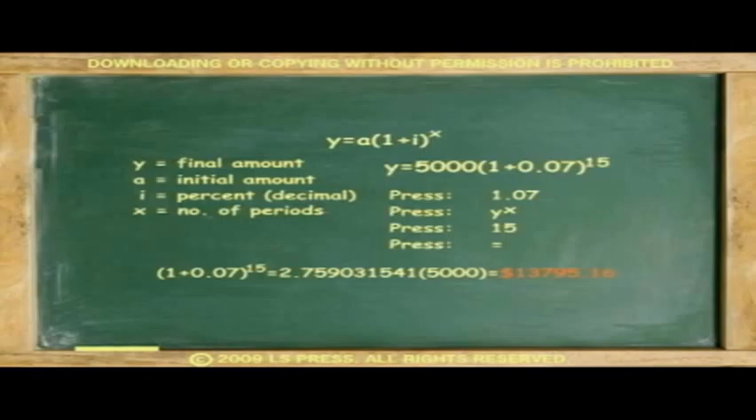Y equals 13,795.16. The girl at 20 will have $13,795 with 16 cents. She earned $8,795 with 16 cents in interest.